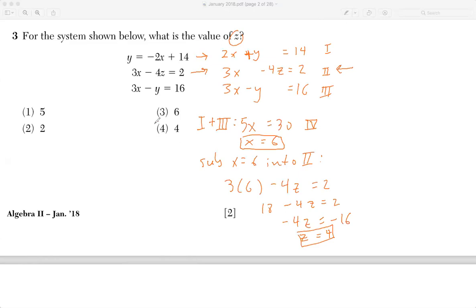And that's our answer. There's a way to do this in a calculator. I will show you how to do that. And there you go. So you're already done with question 3 on the Regents.